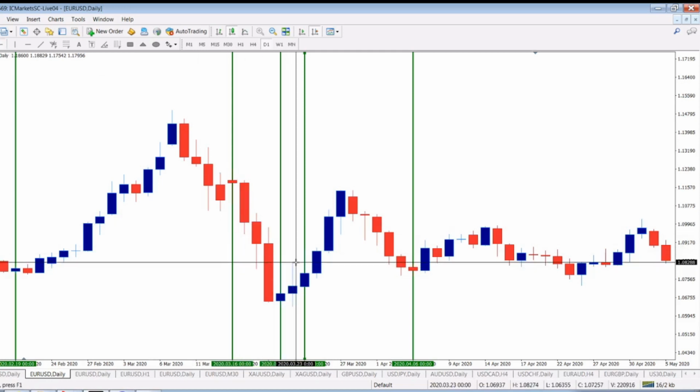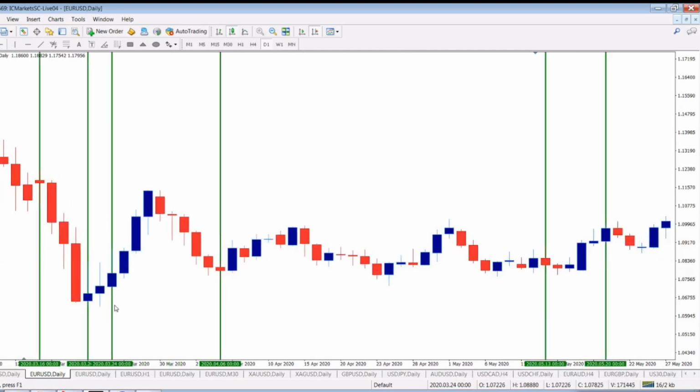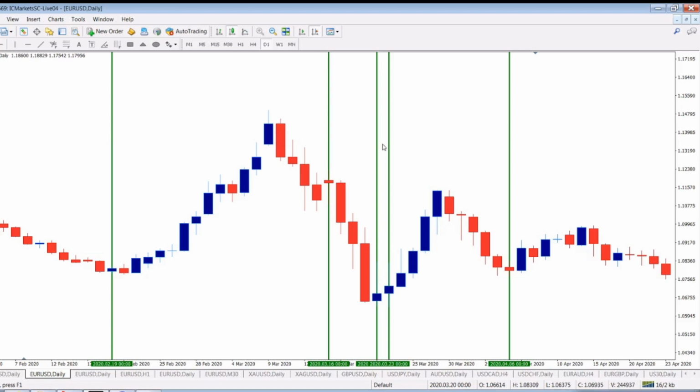Between the high and the low is 200 pips, so it was a strong movement. So I marked it on the 23rd. Investors didn't know what was going to happen after this waterfall starting from the 10th of March. And let's go to the next date.